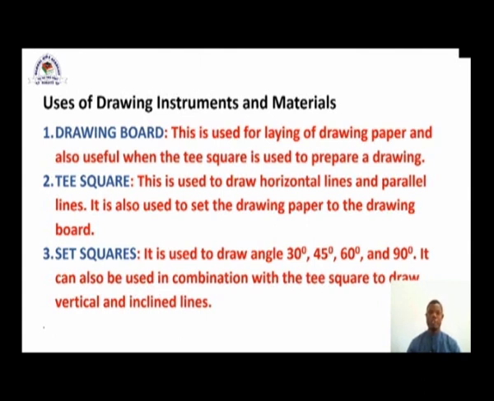You have the set squares. They are used to draw angles of 30, 45, 60, and 90 degrees. Remember, I've shown you all the angles in the previous screen that you've seen, and they can be used in combination with the T-square to draw either perpendicular lines or inclined lines. They can also be used to draw vertical lines.